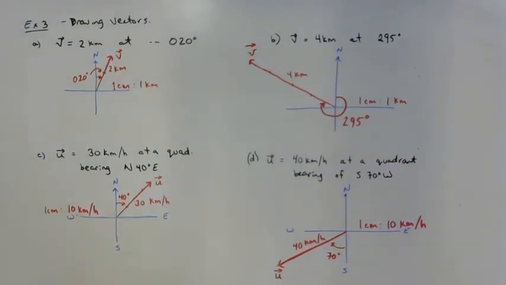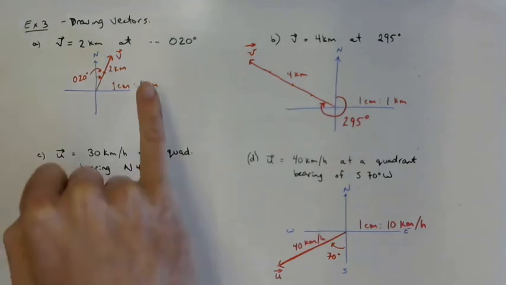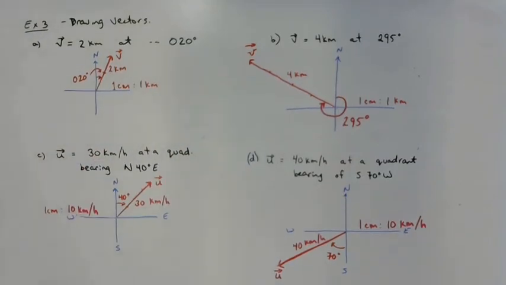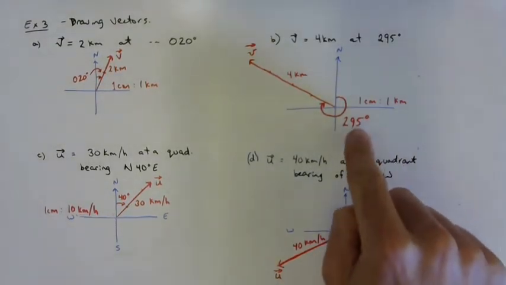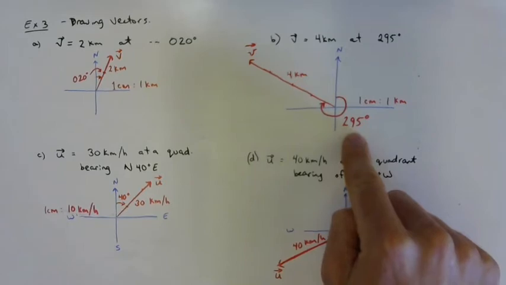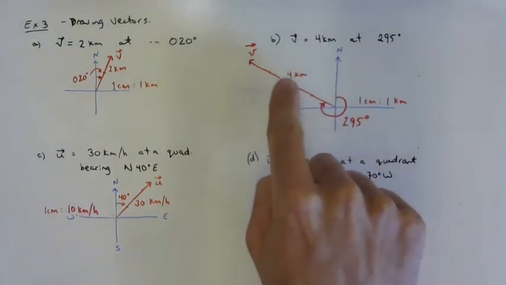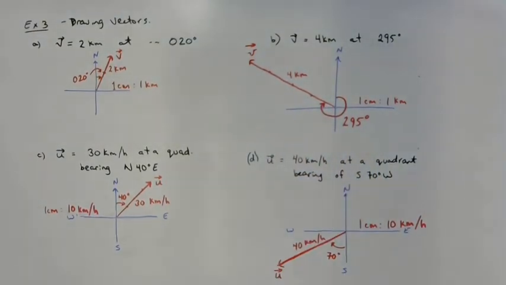There you have it. Nothing too challenging. Just be aware of what you're measuring from, if it's a true bearing or a quadrant bearing. We didn't do anything here from the horizontal, but I suppose you could have that situation as well. And use your scale, show your angle and your magnitude, and name the vector. Same up here: scale, direction, and magnitude, and name your vector.